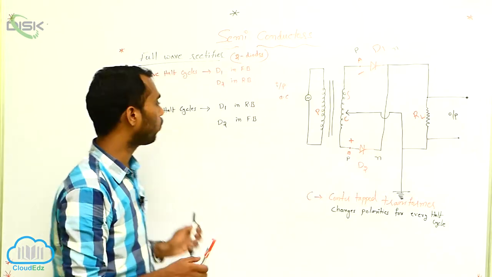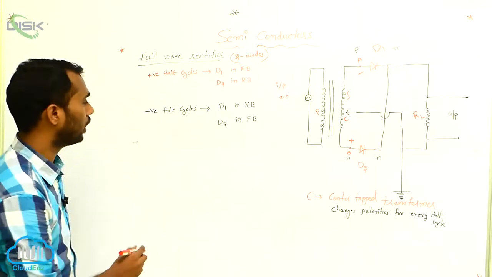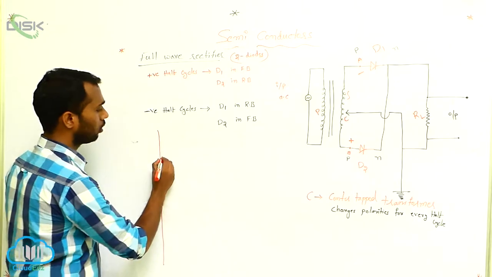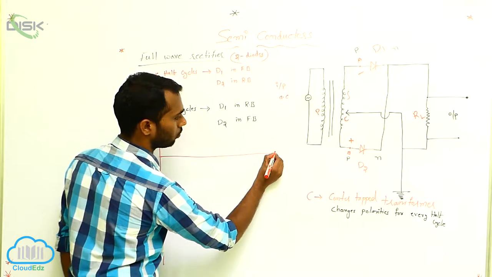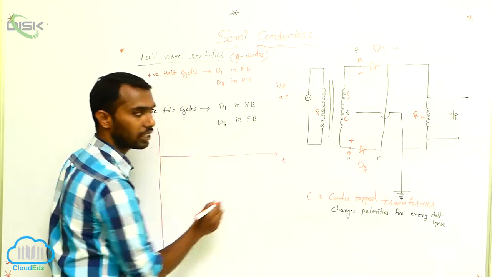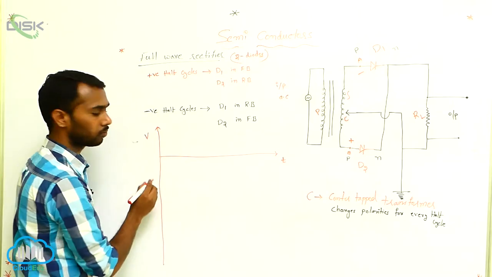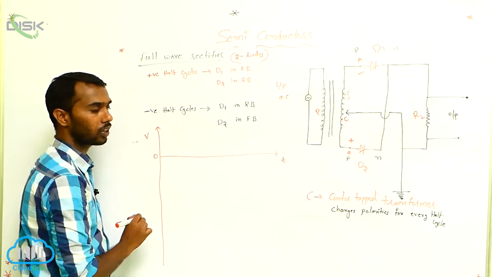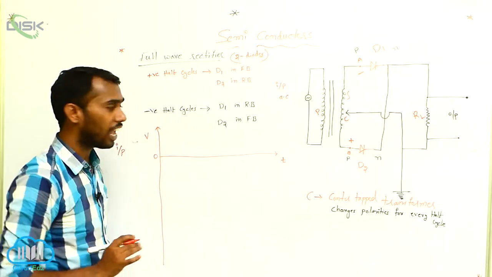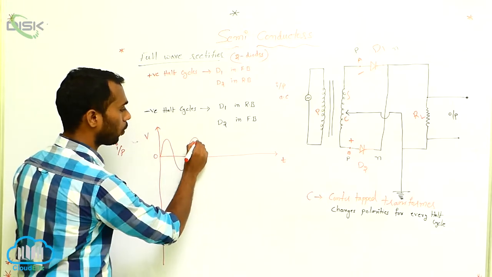At that time, what happens? What is the input? What is the output? I'm drawing here. See here, that is the x-axis. On the x-axis, you have to take the time t. On the y-axis, you have to take the voltage. It is zero. What is the input, sir? Input is AC. AC means two directions, positive, negative, positive, negative.